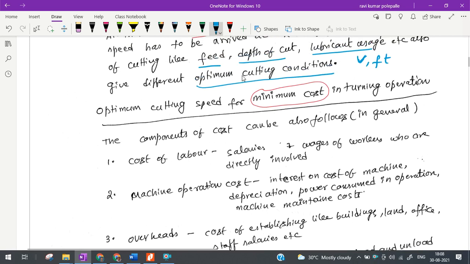So this is called criterion 1, and most popularly this is called Gilbert's model 1, where we consider minimizing the cutting cost. Model 2, we try to maximize the production rate. Both of them need not give the same cutting speed.